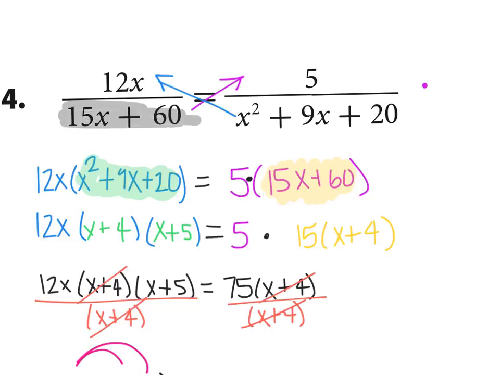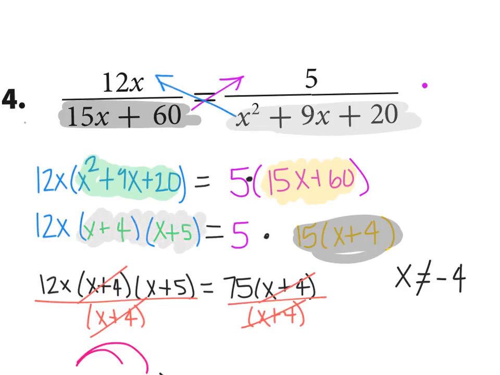Well, my denominators were 15x plus 60, which we factored and it gave us what? 15 times x plus 4. So that means I'm going to have an excluded value. X cannot equal negative 4 because that was a denominator. I also had a denominator of x squared plus 9x plus 20, which when we factored that, it gave us x plus 4 times x plus 5. So how many excluded values does that produce?